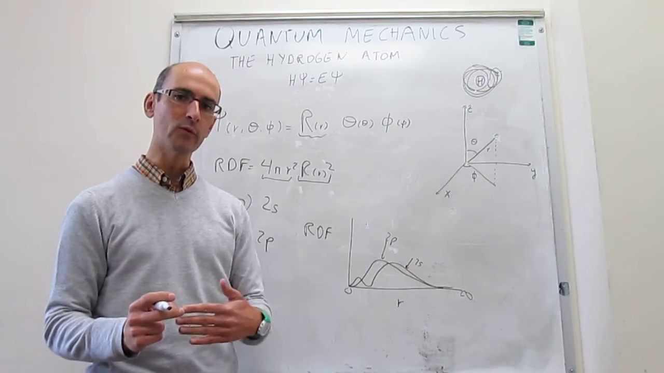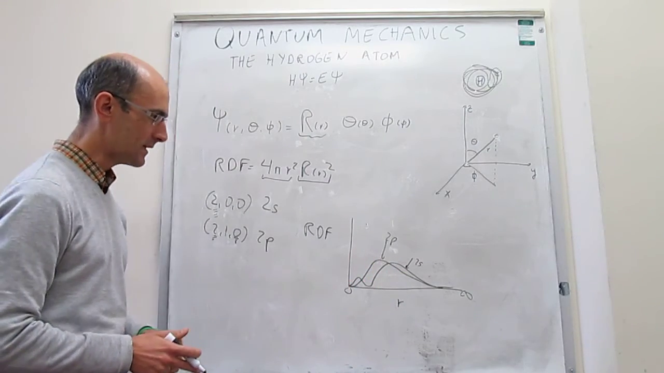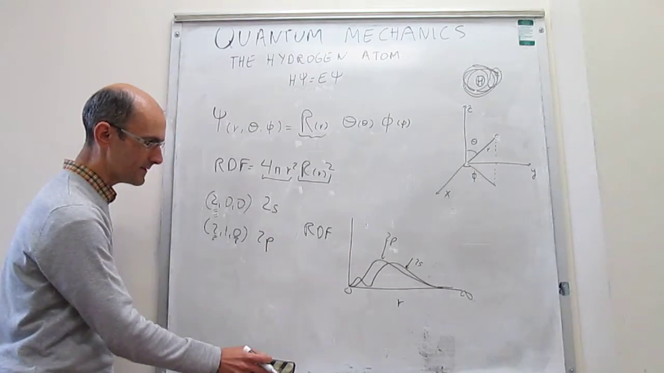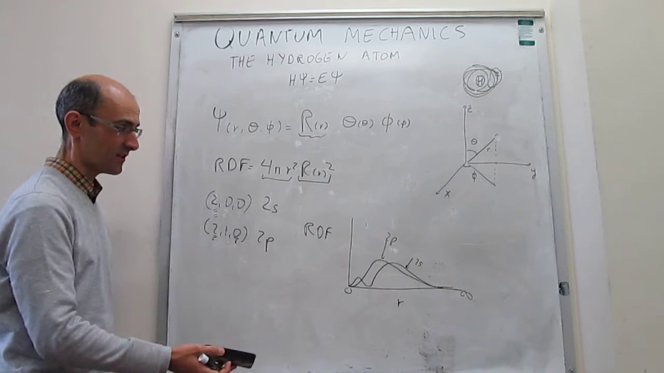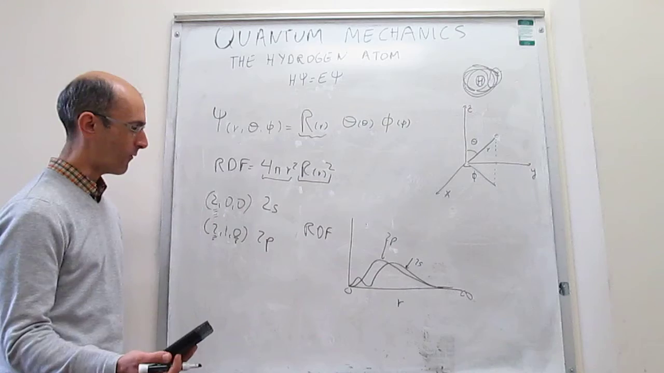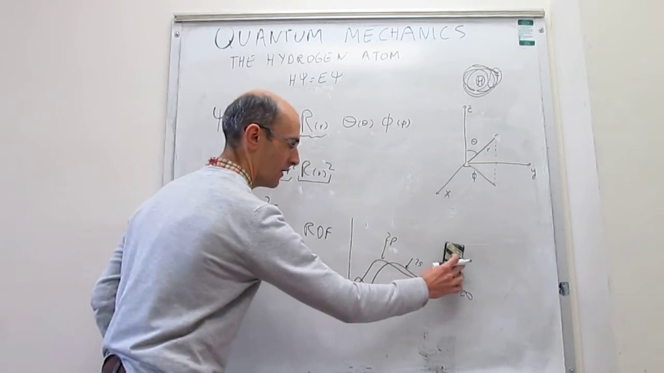Okay, and so forth. The number of nodes will continue to increase as you move to even larger quantum numbers. Okay, and this is essentially what the radial distribution functions look like for a variety of states right here.